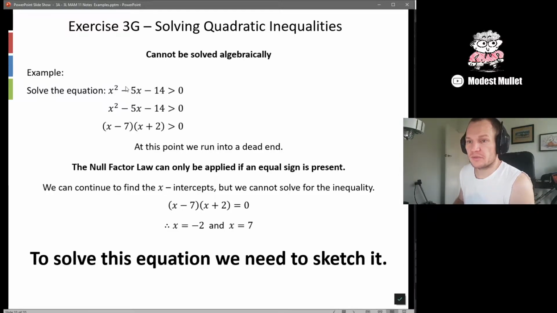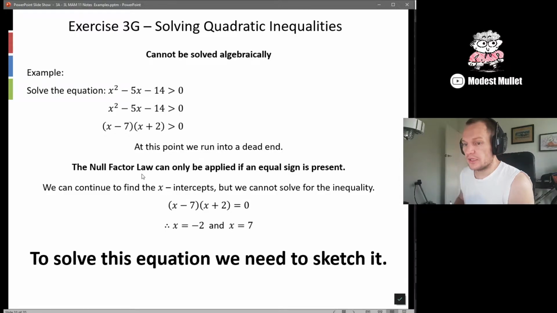If we look at this example here, we have x squared minus 5x minus 14. When is that greater than 0? Well, we could factorize that and we get this factorization through inspection. And we run into a dead end because we can only apply the null factor law to an equation. It doesn't hold for an inequality.